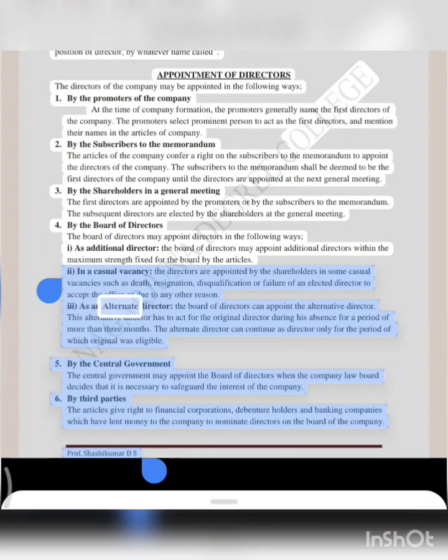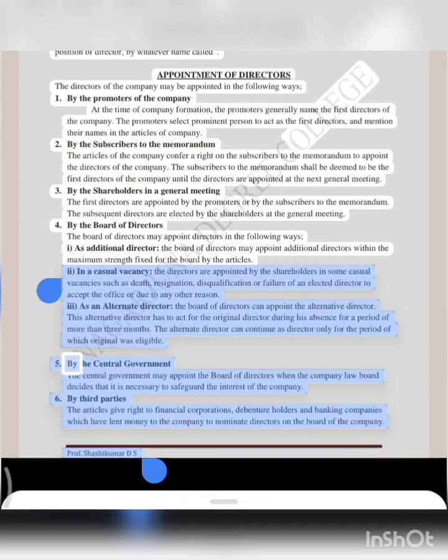As an alternate director, the board of directors can appoint the alternate director. This alternate director has to act for the original director during his absence for a period of more than 3 months. The alternate director can continue as director only for the period for which the original was eligible.